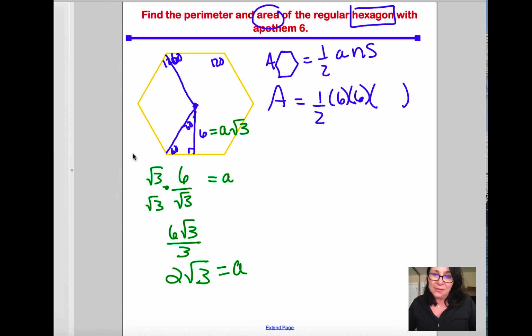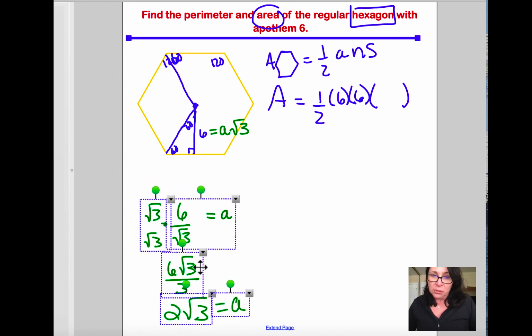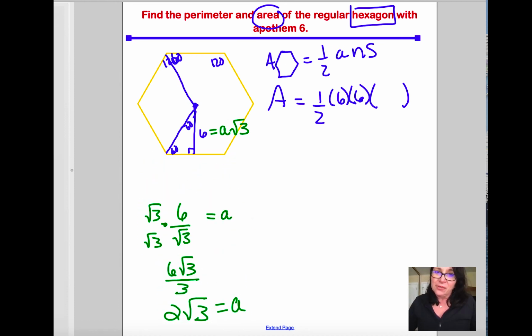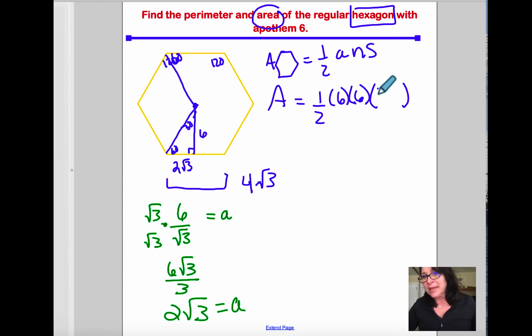So what that means, and I'm just going to bring this down just a little bit, is, okay, and I know the A's, maybe the A's get you a little confused, I'm not sure. But with this value, I know across from the 30 then is 2√3. So that then means that if I were to take that value and double that, now I have 4√3, and that is the length of my side, okay?